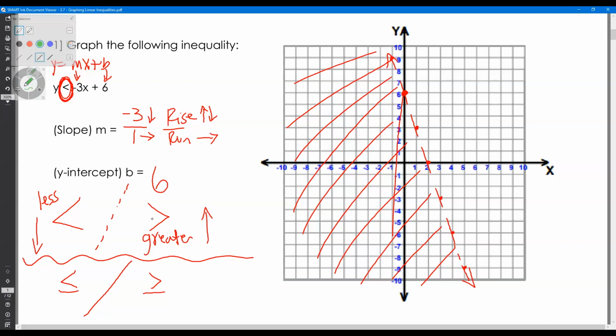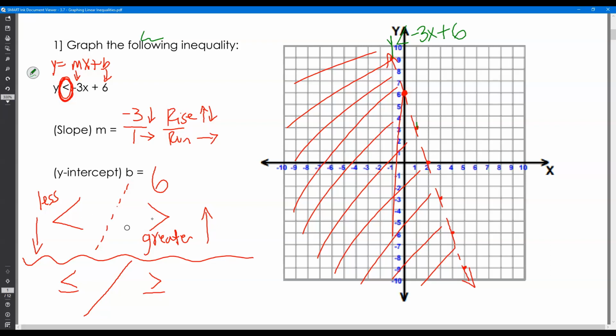If it was a greater than sign, if it was greater, we'd put our pencil on the line and we'd go up. And then we would shade this side over here. All right? But it's not greater than, it's less than, so it looks just like this. Last thing again, we should always label. All right?